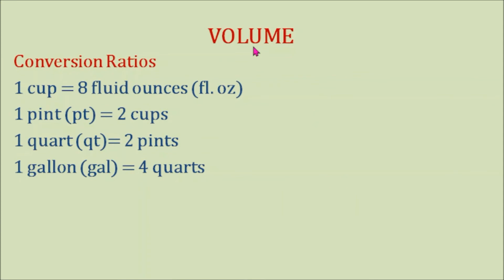For volume, these are our conversion ratios. 1 cup equals 8 fluid ounces, or FLOZ. 1 pint, or PT, equals 2 cups. And then 1 quart, or QT, equals 2 pints. And 1 gallon, or gal, equals 4 quarts. Now we are going to do examples using these conversion ratios.